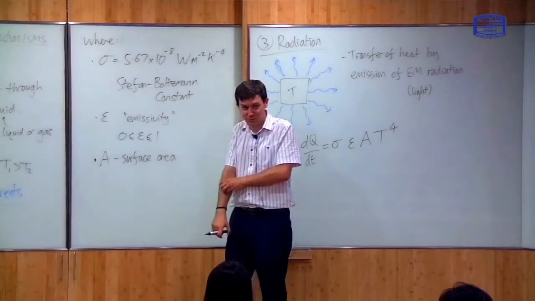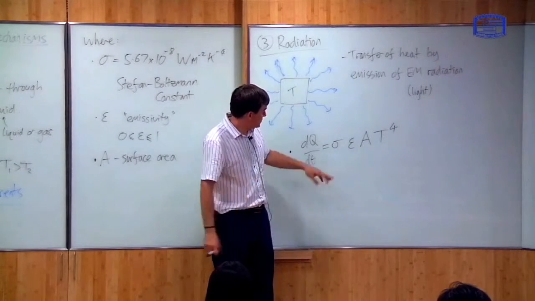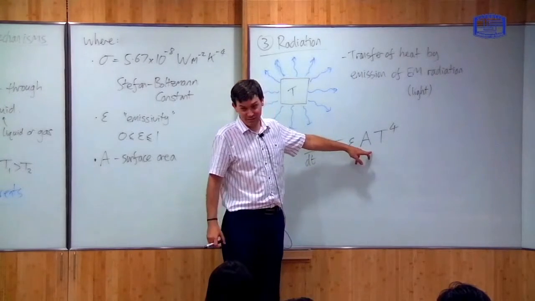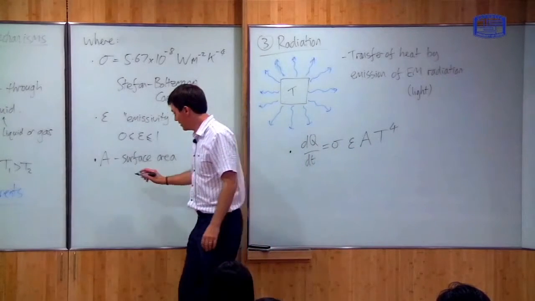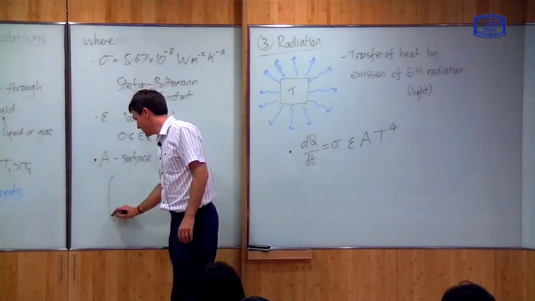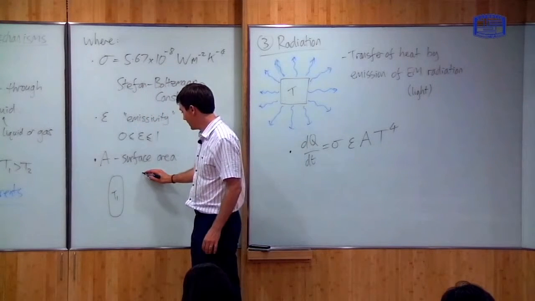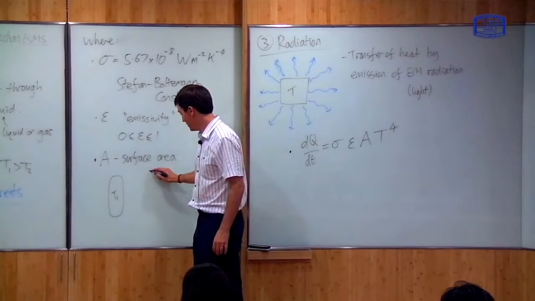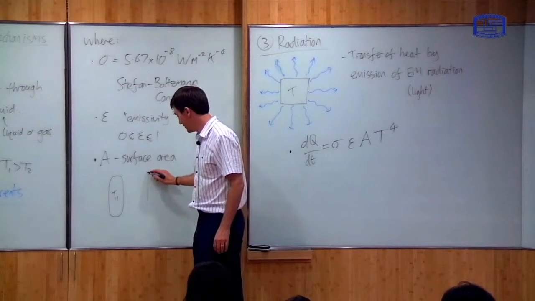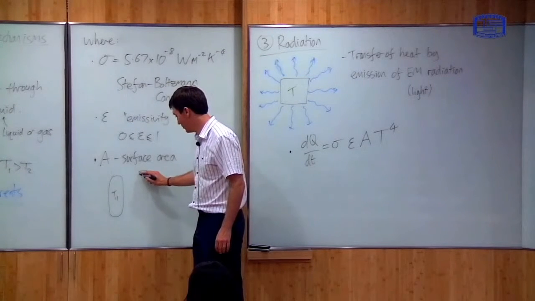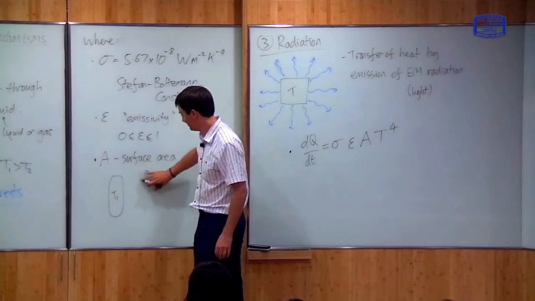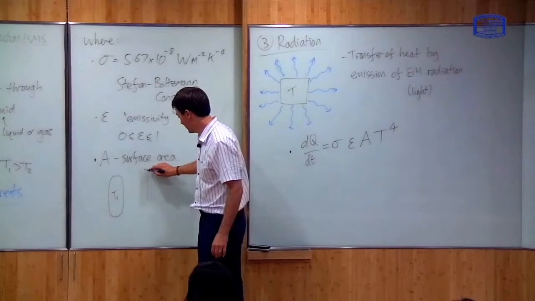So a few important points to note about this formula. First of all, it scales proportionally to the surface area. This means if I take two bodies which have the same temperature, if I take a body which looks like this, and I take a similar size body where I cut out lots of holes in it, so I make it look like this. Let me draw it better. I make it look like this.